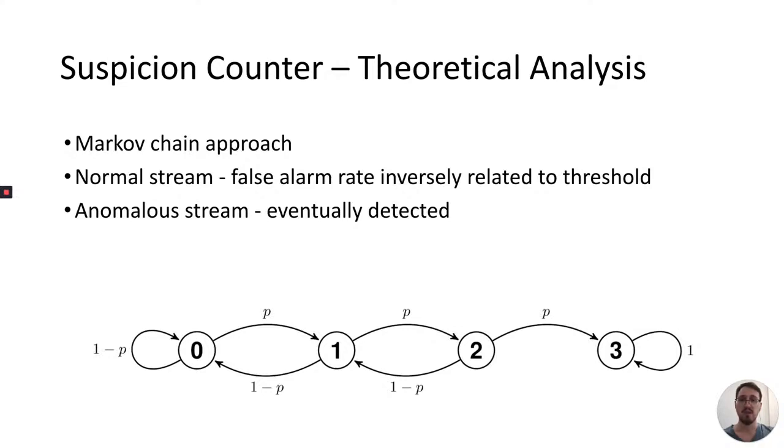P is the probability of detecting a single word as an anomaly. For a normal stream, that is the false alarm probability. For an anomalous stream, P is just the detection probability.